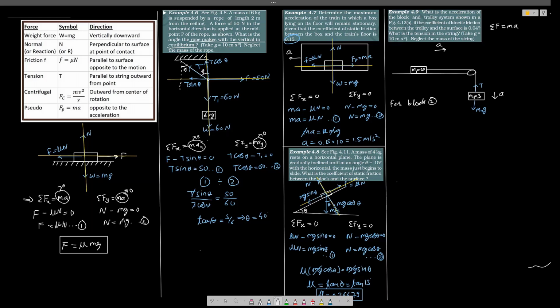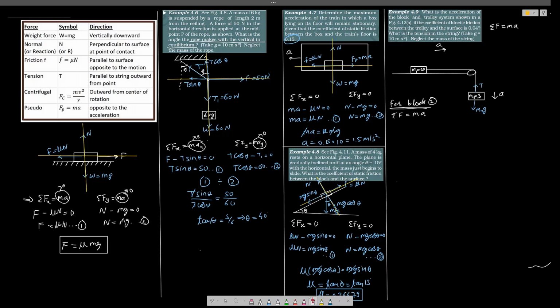So for block 2, we will get sigma F is equal to MA. That sign comparison compromise नहीं करता. Upward एટલે plus જ, downward એટલે minus જ, whether it is force or acceleration or anything. Done?